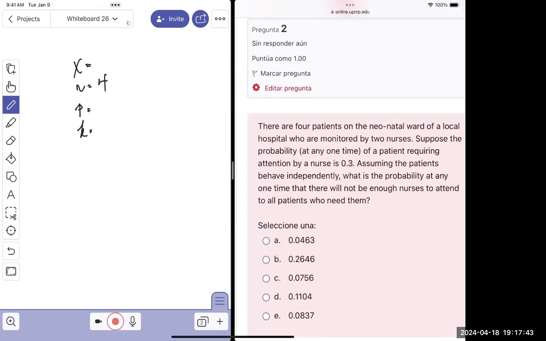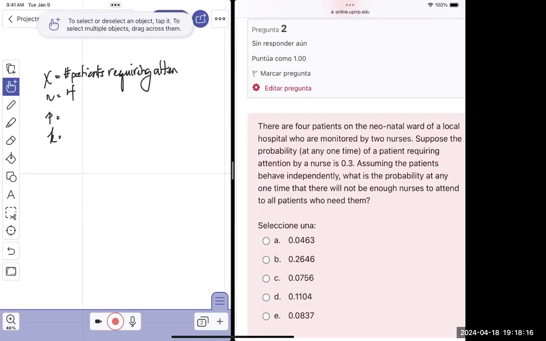okay, the problem with this is that the actual variable isn't clearly displayed there. If I was to define X, there's 4 patients requiring attention. So the number of patients requiring attention is really the variable.